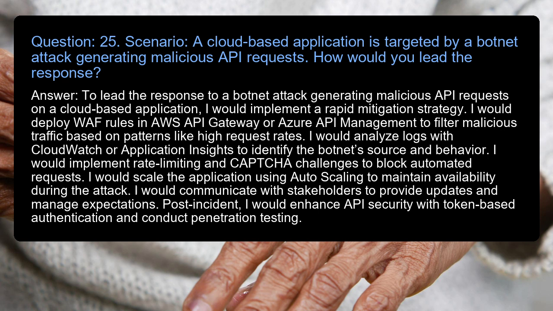Question 25. Scenario: a cloud-based application is targeted by a botnet attack generating malicious API requests. How would you lead the response? Answer: to lead the response to a botnet attack generating malicious API requests on a cloud-based application, I would implement a rapid mitigation strategy. I would deploy WAF rules in AWS API Gateway or Azure API Management to filter malicious traffic based on patterns like high request rates. I would analyze logs with CloudWatch or Application Insights to identify the botnet's source and behavior.